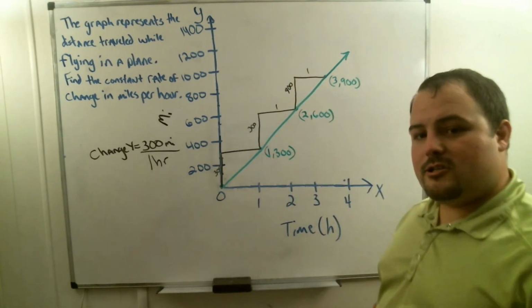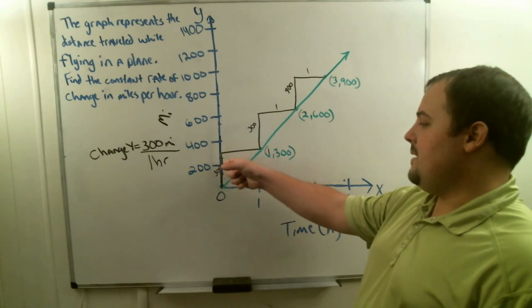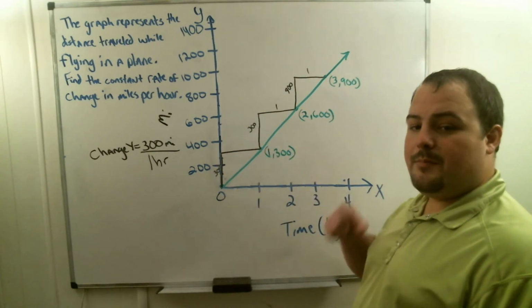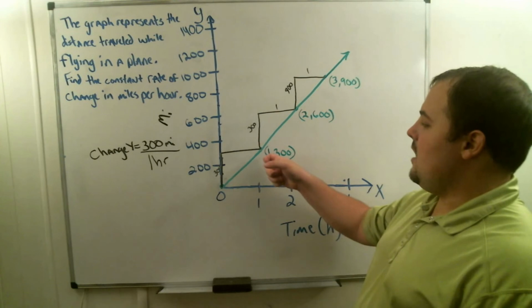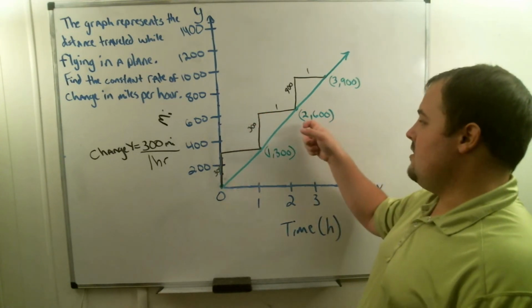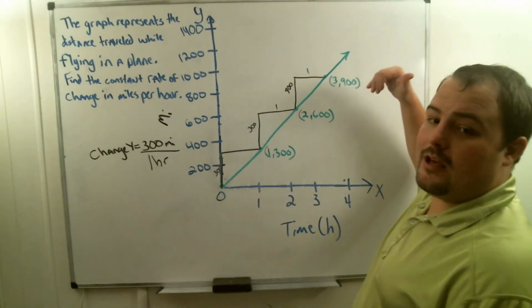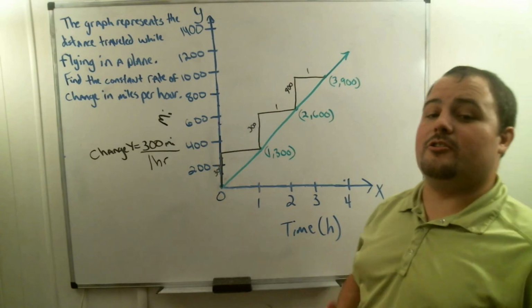So again, my rate of change is 300 miles for every hour. If I went up 300 miles and I went over 1 hour, I'd be at 300 miles. If I went up in another 300 miles, well, 300 plus 300, that's 600, and I go over 1 hour, that's 2 hours. And if I continue to do that, at 3 hours, I would travel 900 miles.